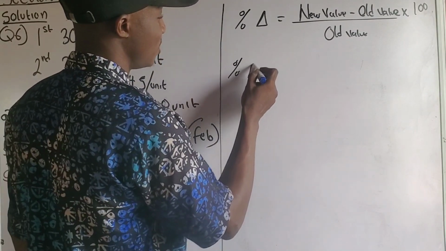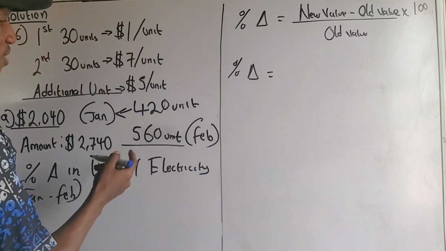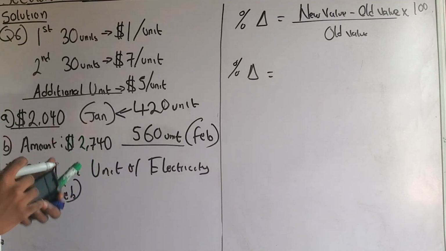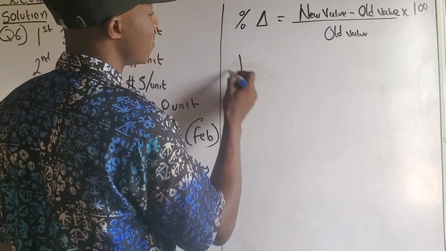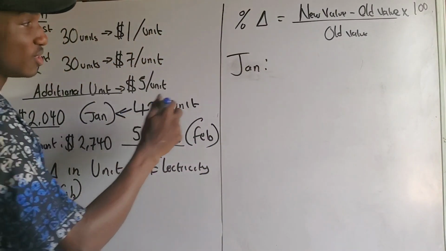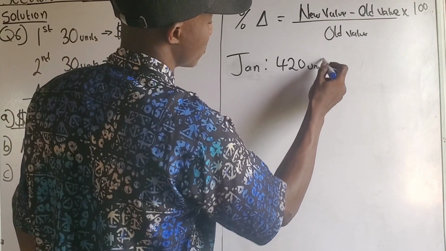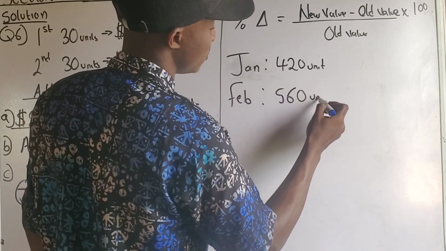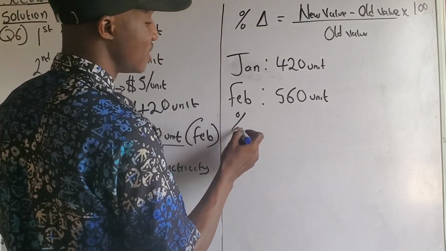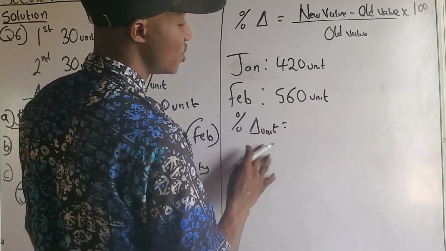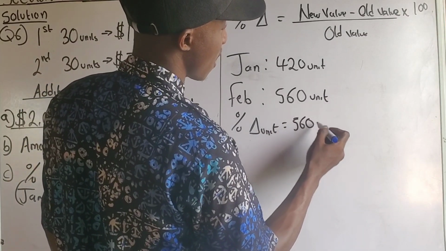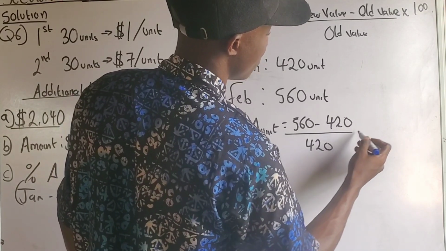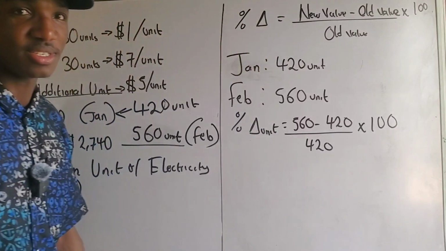Okay, percentage change will now be equals to, now the new value, please pay attention, percentage change in units. The units for the month of January is 420 units. And the unit for the month of February is 560 units. So percentage change in units is equals to 560 minus 420 all over 420 multiplied by 100. Do you understand what I did?